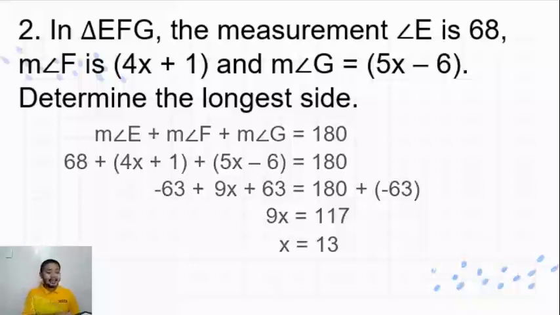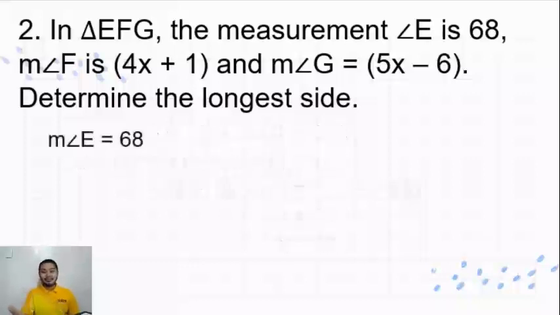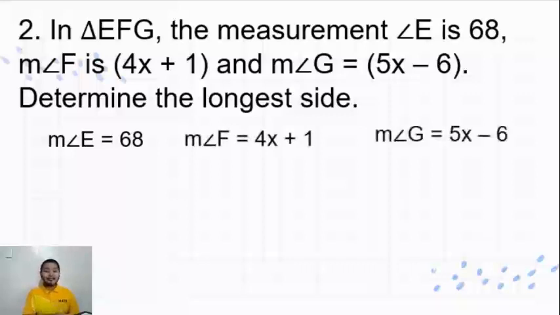Okay? So, yung angle E naman, siyempre, given na yung measurement niya, 68. So, yung angle F, 4x plus 1. Tapos, yung angle G naman, measurement of angle G is 5x minus 6. So, let us evaluate the given expression wherein x is equal to 13. So, doon muna tayo sa angle F.